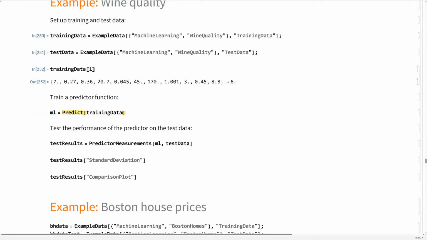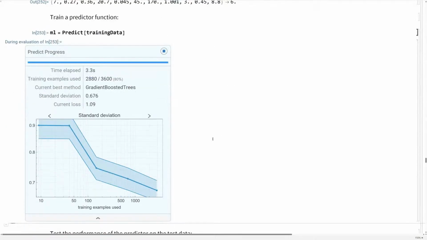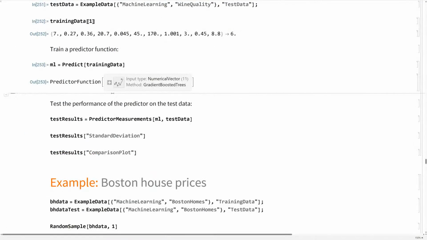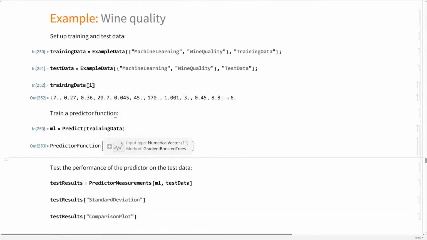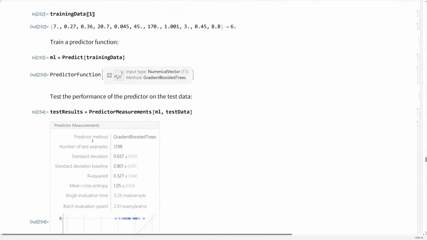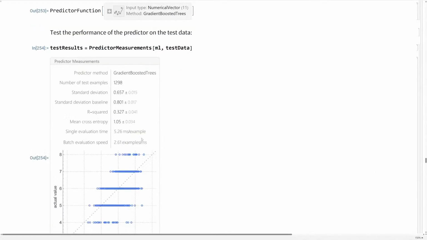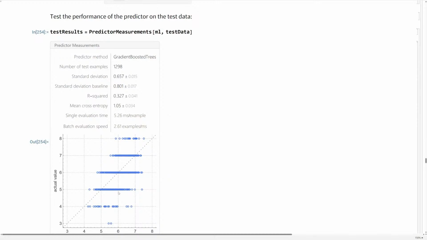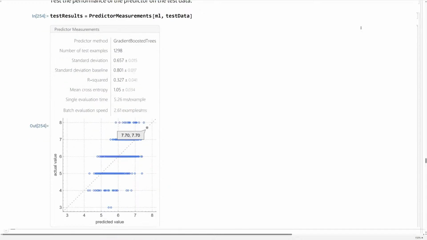All right. So now, again, similar thing. We use this predict function to train the data. This time we have that monitor for a little bit longer, but not long enough because we don't have much of the data points. And now, for the predictor measurements, we can also see this plot. So I believe the diagonal would be the perfect prediction.